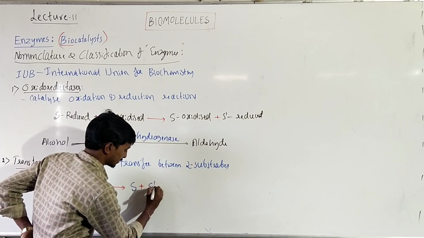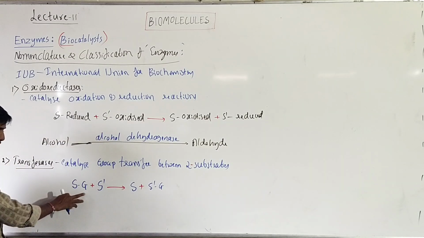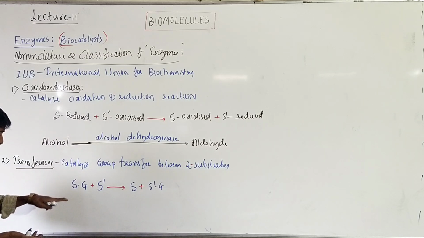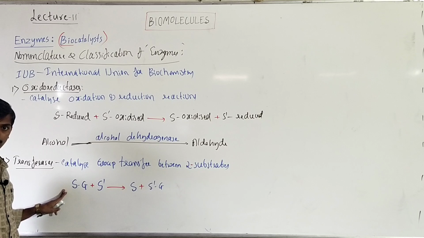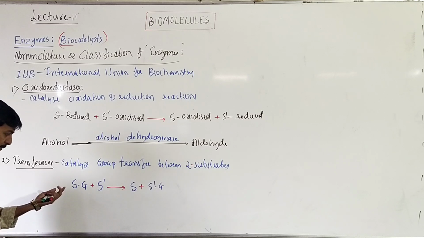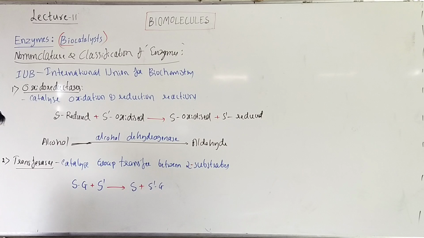So S dash G. Here the group can be any chemical group, organic, inorganic, whatever it is. This group will be transferred from S to S dash. This is how group transfer takes place between two substrates, substrate 1, substrate 2, S, S dash, whatever you call. Like that this category works, right?